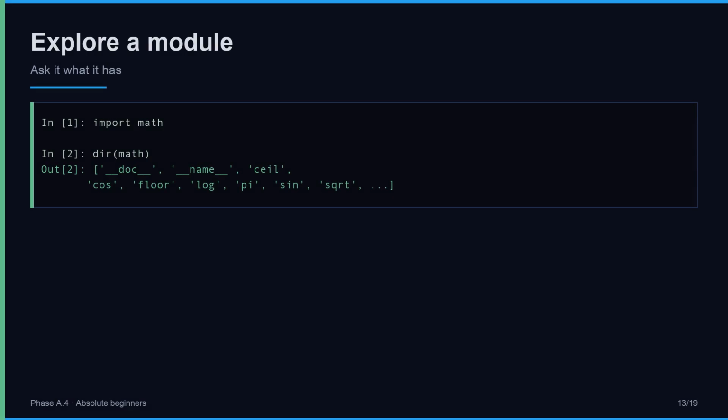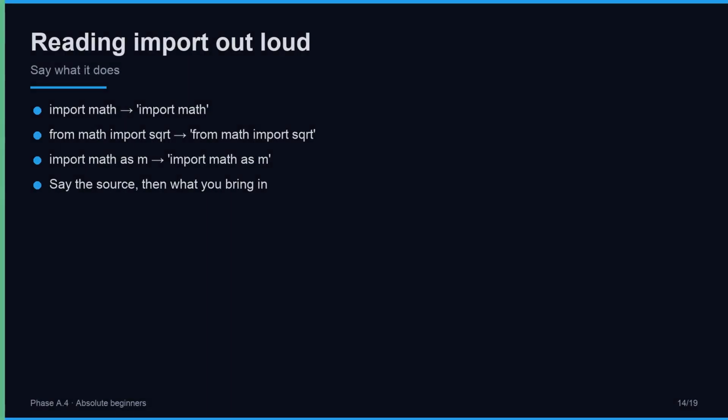When you import a module, you can ask it what it contains. Dir of math prints a list of every name inside, every function and constant. You will see ceil, floor, log, pi, sin, sqrt, and many more. The names with double underscores are Python internals, skip those for now. The plain names are the tools you can use. Dir is how you explore a module without reading its documentation. Explore without docs, a small skill that helps a lot.